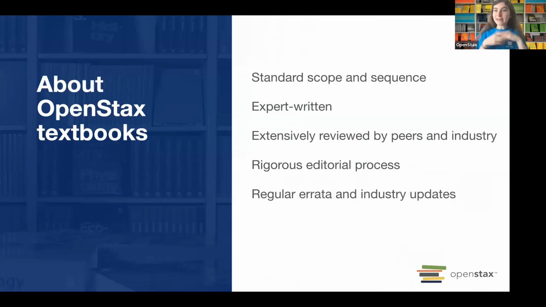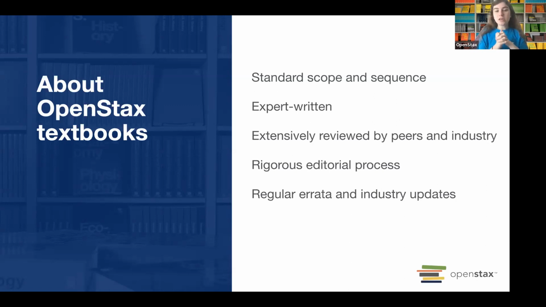Here at Openstax, like I mentioned before, we offer a library of over 45 textbooks in the sciences, math, social sciences, business, humanities, and college success. Each of our books meet the standard scope and sequence requirements of their respective courses and are written and peer-reviewed by industry experts and scholars. Each of our books undergoes a rigorous editorial process, and we make regular errata and industry updates when necessary. For instance, instructors have the opportunity to submit suggestions for updates on our website.